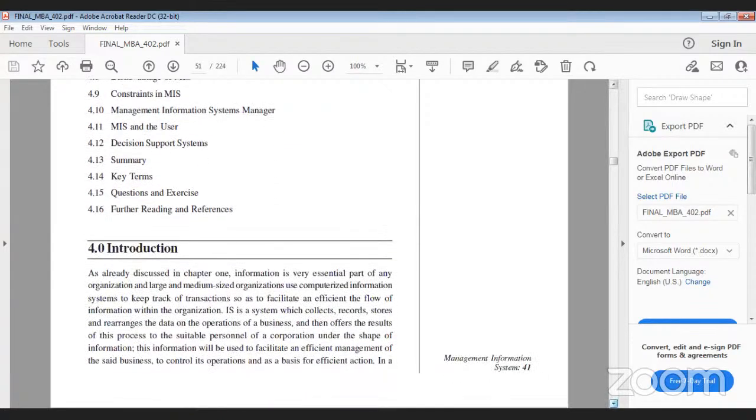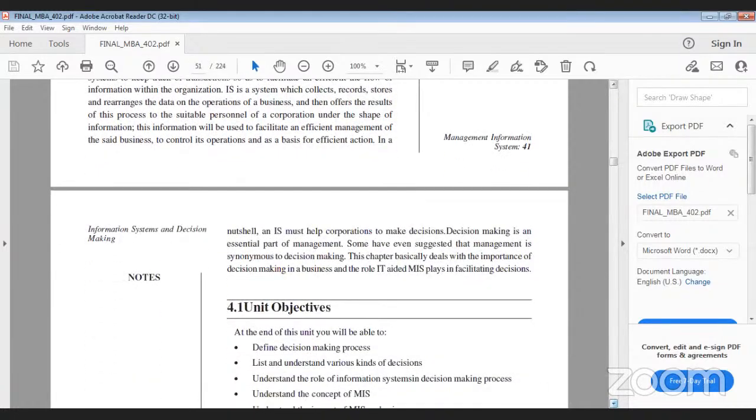First, introduction. As already discussed in chapter 1, information is a very essential part of any organization, and large and medium-sized organizations use computerized information systems to keep track of transactions so as to facilitate an efficient flow of information within the organization. An information system is the system which collects, records, stores, and rearranges the data on the operations of a business and then offers the results of this process to the suitable personnel of corporations in the shape of information. This information will be used to facilitate efficient management of the state of business, to control its operations, and as a basis for efficient actions.